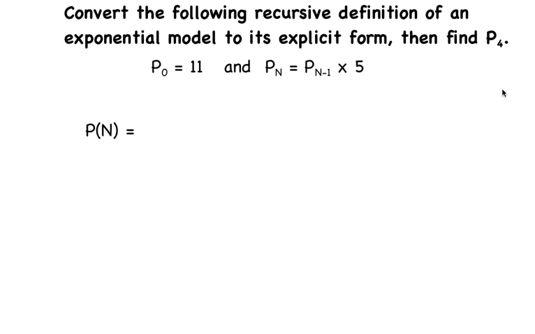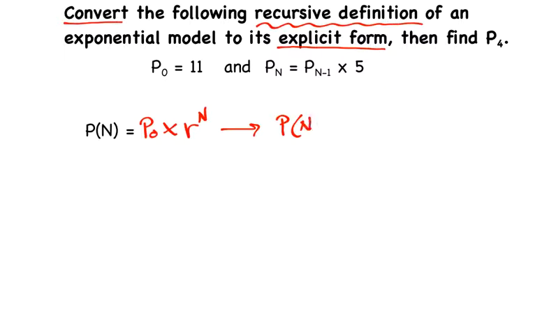Here we're just asked to convert a recursive definition so that we can have an explicit form of the model, and then we want to find P4. So the formula was P0 times the growth rate to the nth power. So for this example, we can say that P of n is equal to 11 times 5 to the nth power. And then when we were asked to find P of 4, that would be 11 times 5.